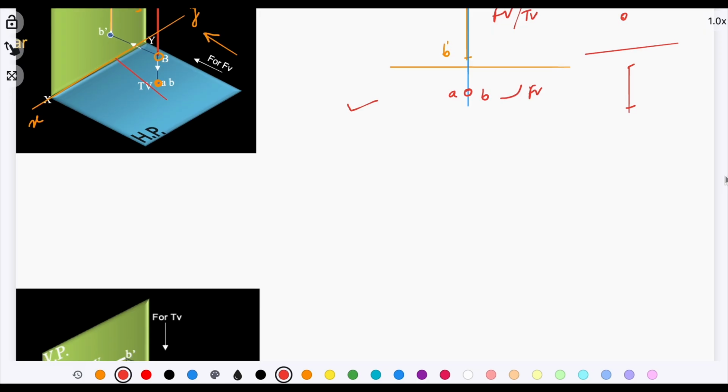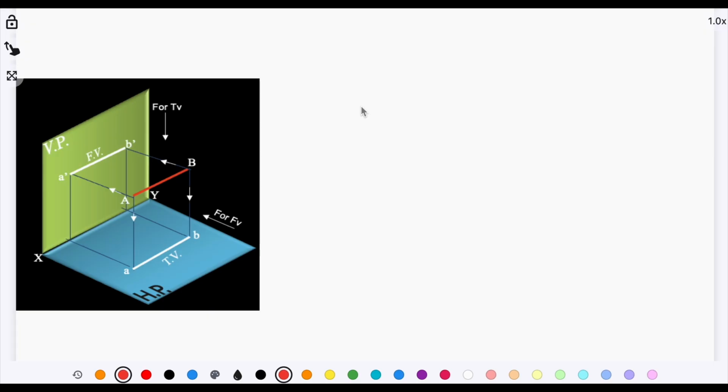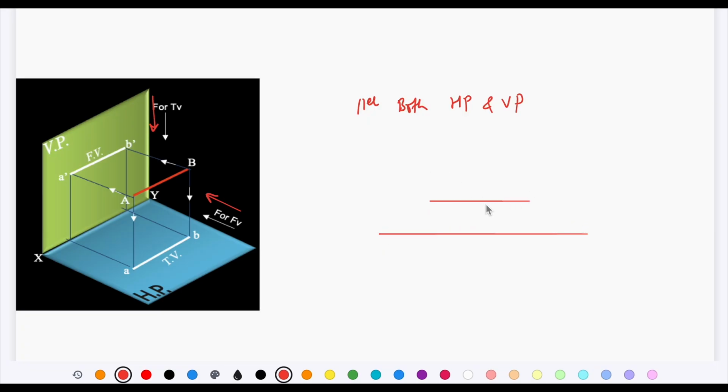In the second case, a parallel line, that is the line is parallel to both HP and VP simultaneously. Now in this case, whether you are looking at the line in the front direction or in the top direction, in both cases the view of the line is going to be a straight line which is parallel to the xy line. So let's consider this as a dash b dash and consider this as AB. So this is the front view of the line and this is the top view of the line.